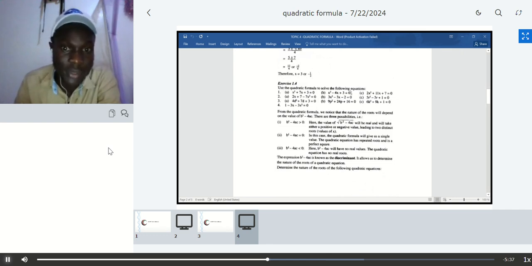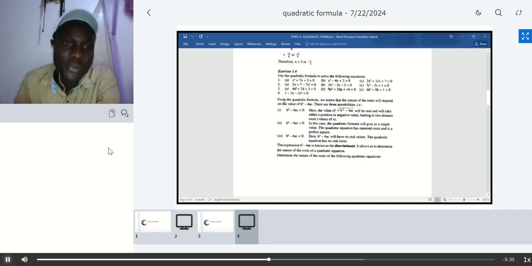We'll be able to do it after the lesson. And from the quadratic formula, we notice that the nature of the roots will depend on the value of b squared minus 4ac. There are three possibilities. Number one is that when b squared minus 4ac is greater than 0. Here, the value of the square root of b squared minus 4ac will be real and will take either a positive or negative value, leading to distinct root values of x.